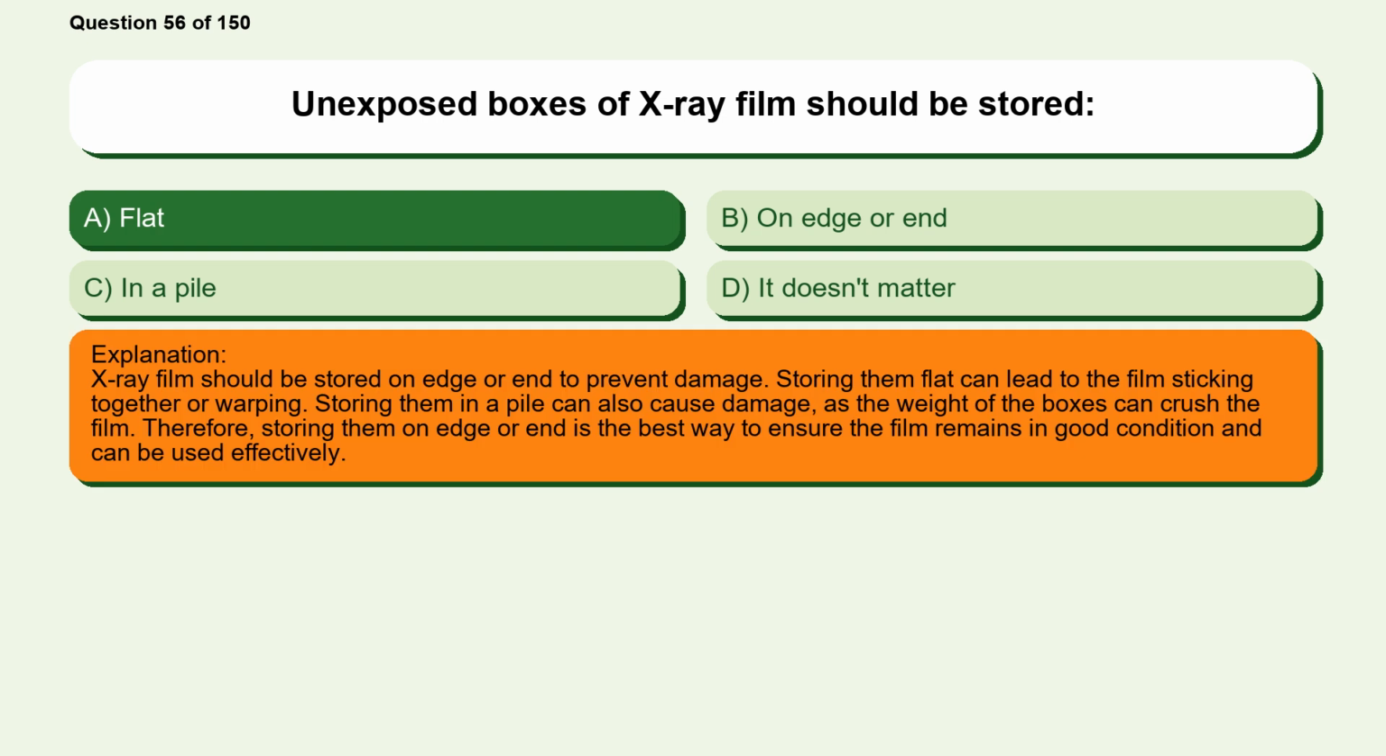X-ray film should be stored on edge or end to prevent damage. Storing them flat can lead to the film sticking together or warping. Storing them in a pile can also cause damage, as the weight of the boxes can crush the film. Therefore, storing them on edge or end is the best way to ensure the film remains in good condition and can be used effectively.